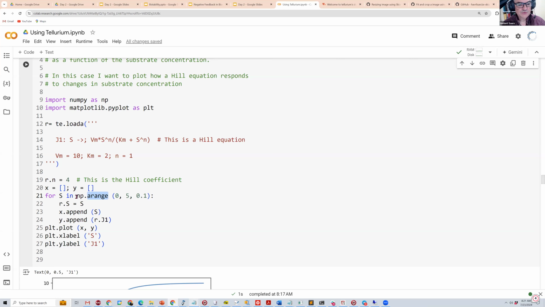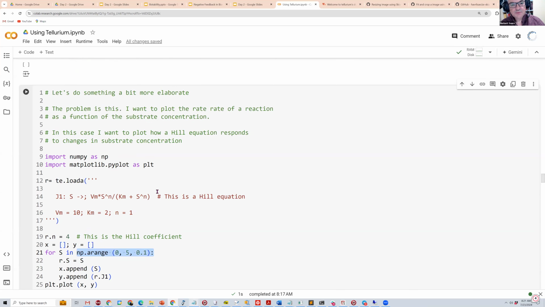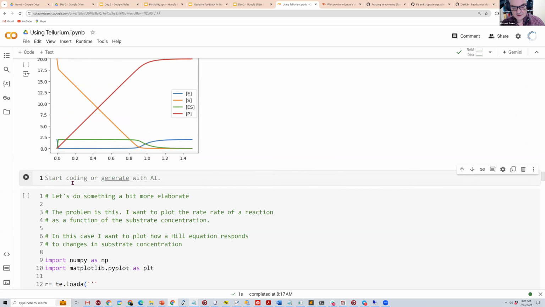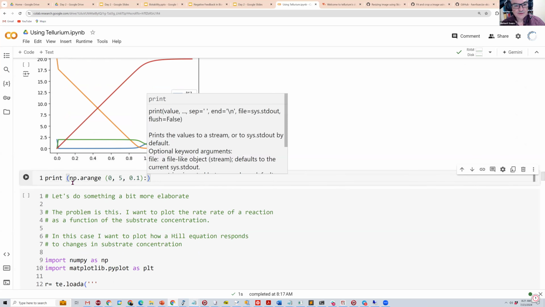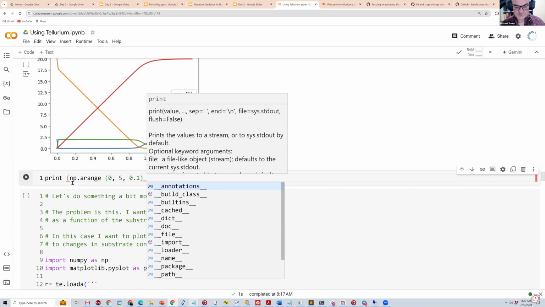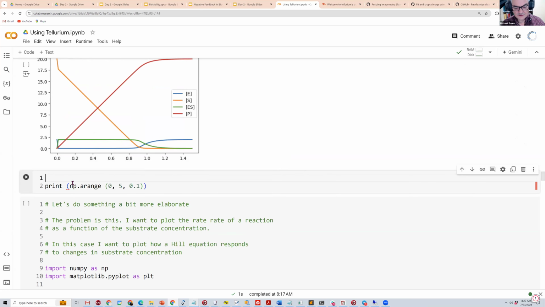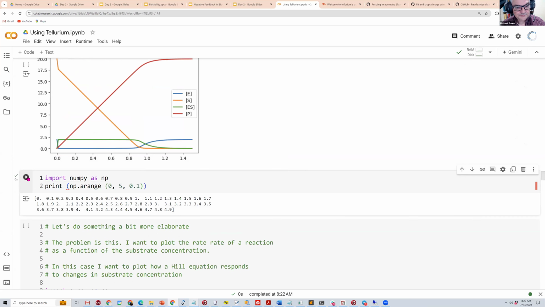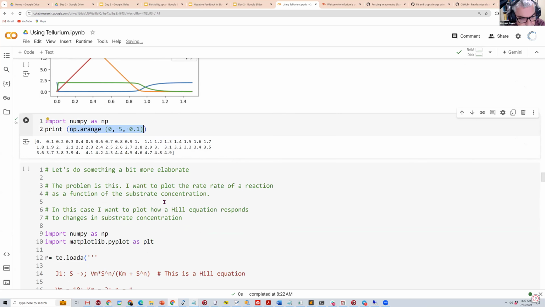So if I were to run this, let's go up here and make a little code. Let me print. I know what's going to happen here because I need to import NumPy because I haven't imported it this morning yet. So if I run this, this is the list I get. So these are all the values I get from this arange. Starts at 0, goes up to 4.9, goes up in steps of 0.1, okay? So this is going to form my x-axis. All right.